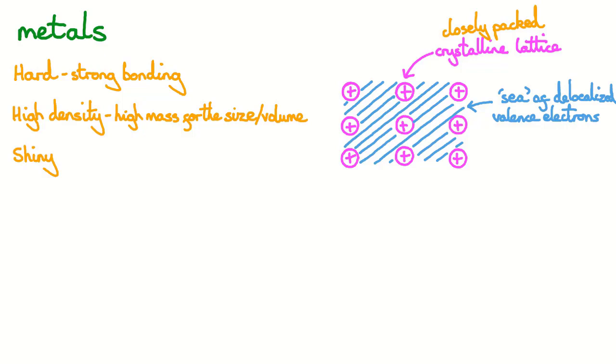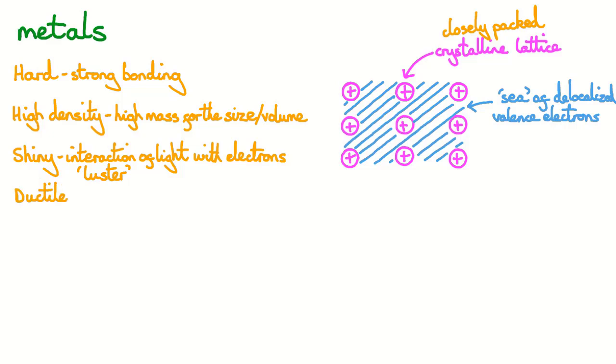Metals can also be polished to make them shiny. When we polish a metal, we make the surface incredibly smooth, and the shine produced is caused by the interaction of light with the sea of delocalized electrons. You might hear this metallic shine referred to as a luster.